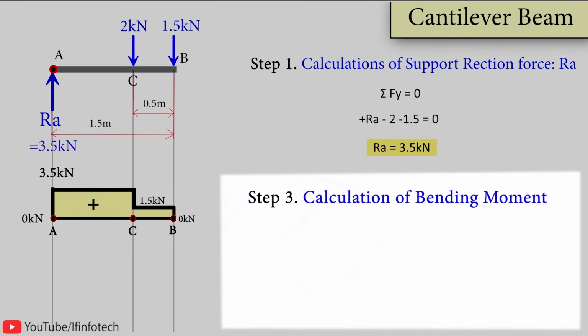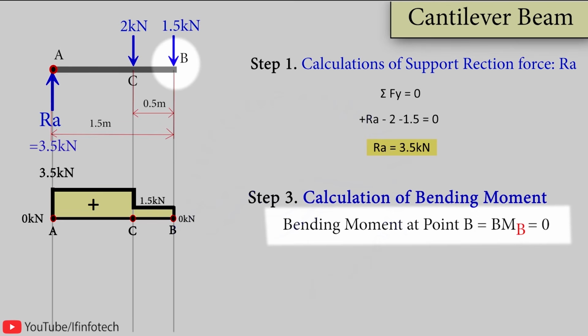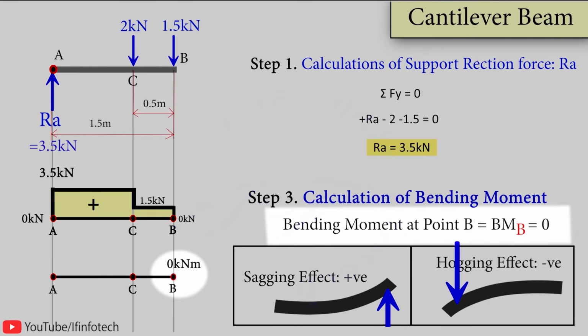Now the next step is calculation of bending moment. So whenever you solve problem, you should remember these conditions. And here for cantilever beam, the condition is at free end bending moment will be 0. So bending moment at point B will be 0. Now here I will say that bending moment at point B, that is BM suffix B, is equal to 0. Now in case of bending moment calculation, our sign convention is for sagging effect of beam we treat it as plus sign, and for hogging effect of beam we treat this as negative sign.